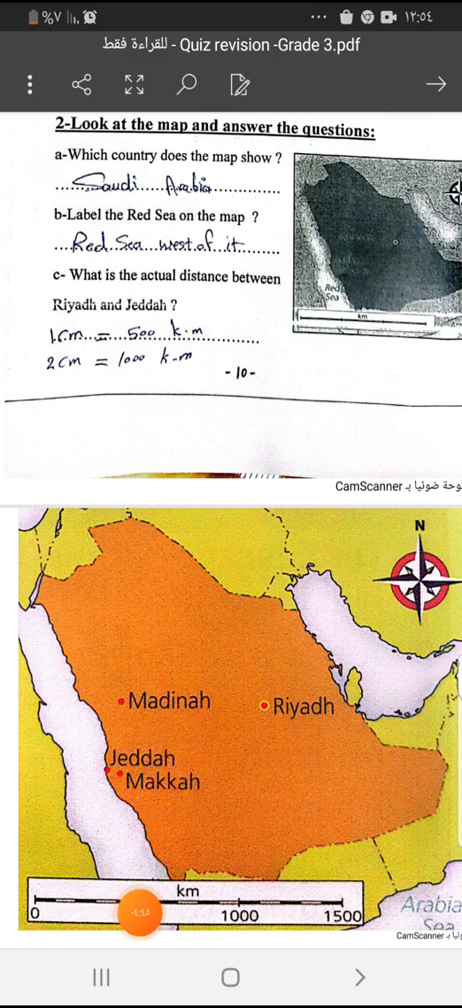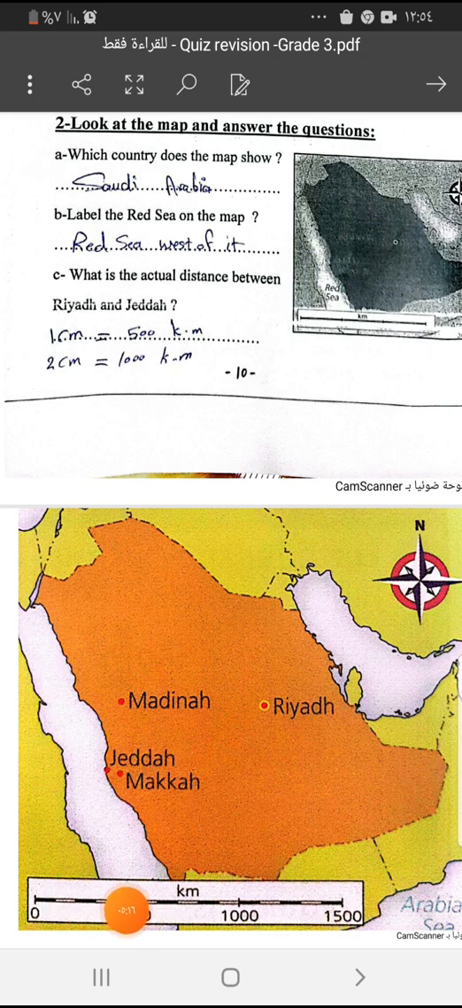So if 1 centimeter equals 500 kilometers, and if you use the ruler to measure the distance between Jeddah and Riyadh, you will find it 2 centimeters. If 1 centimeter on the map equals 500 kilometers, so 2 centimeters will equal what? Yes, 500 plus 500, it will be 1000 kilometers. And this is how the scale helps us to know the real distances, because it is a relation between distances on maps and distances in real life.